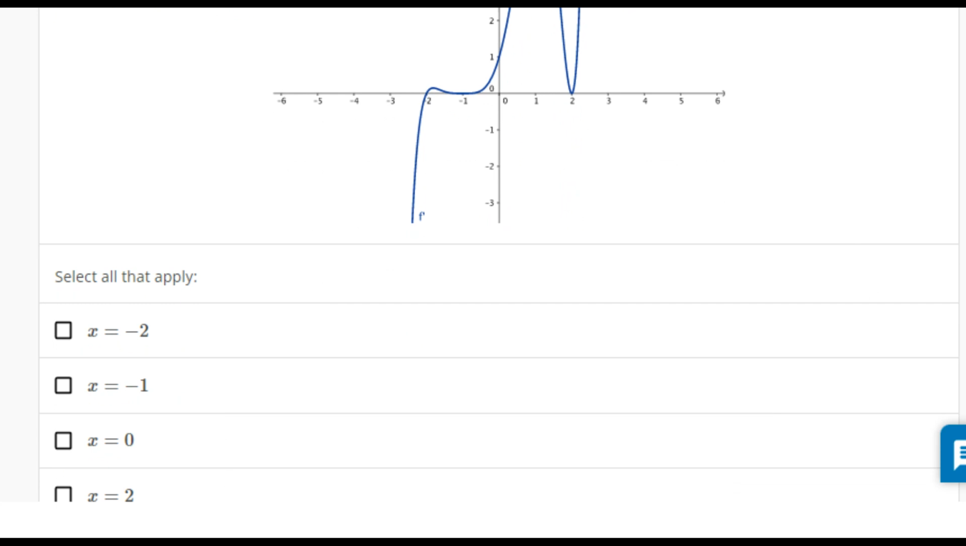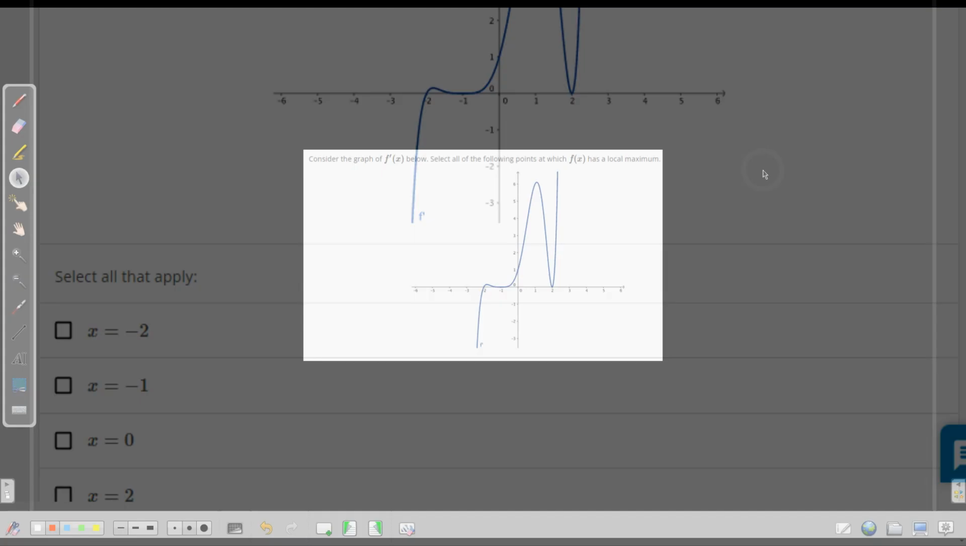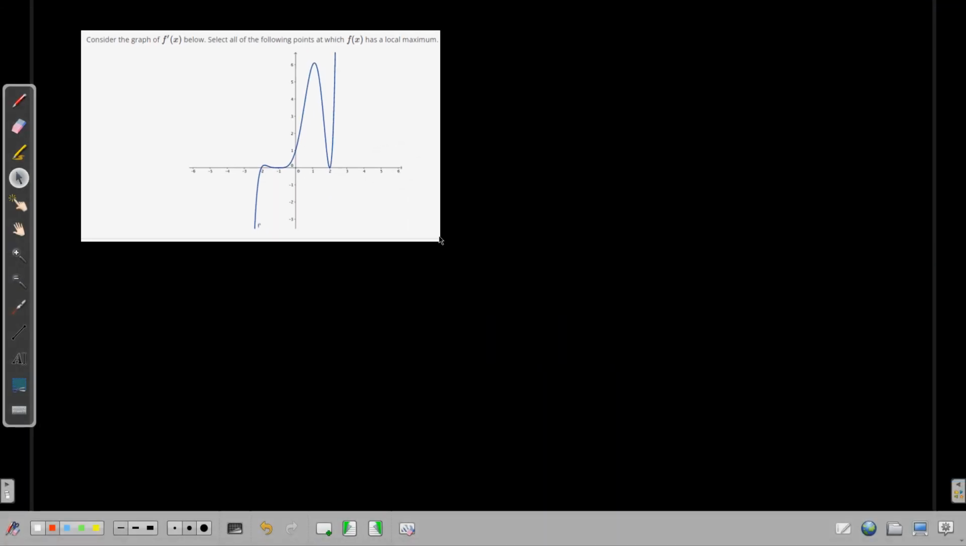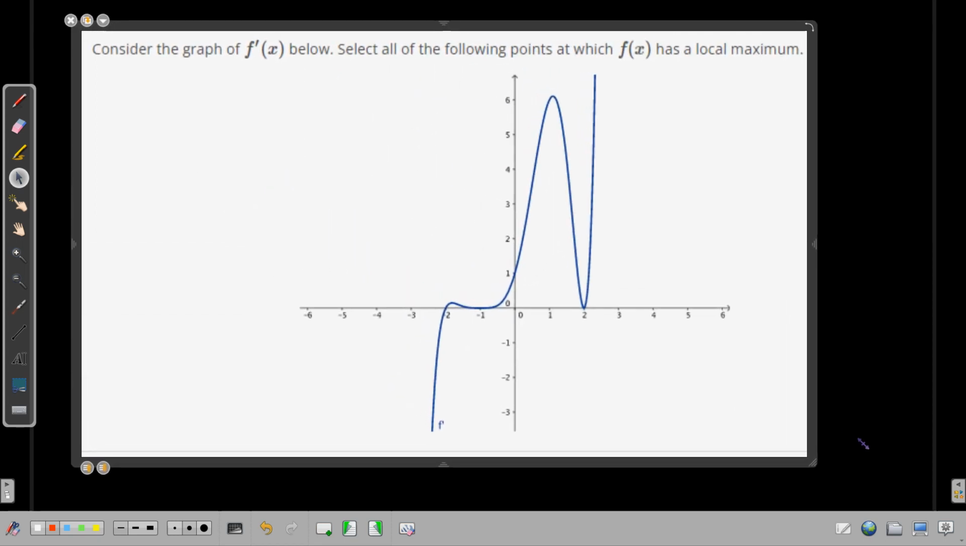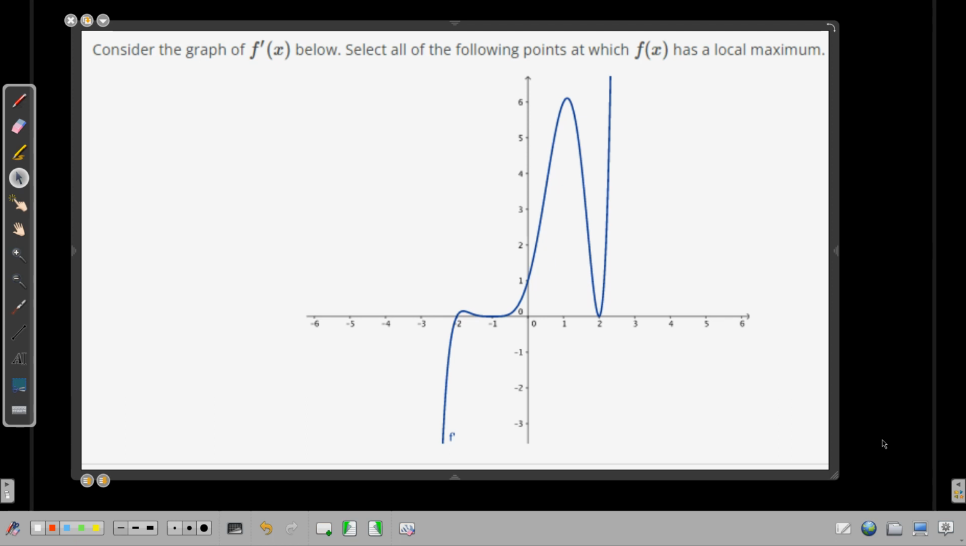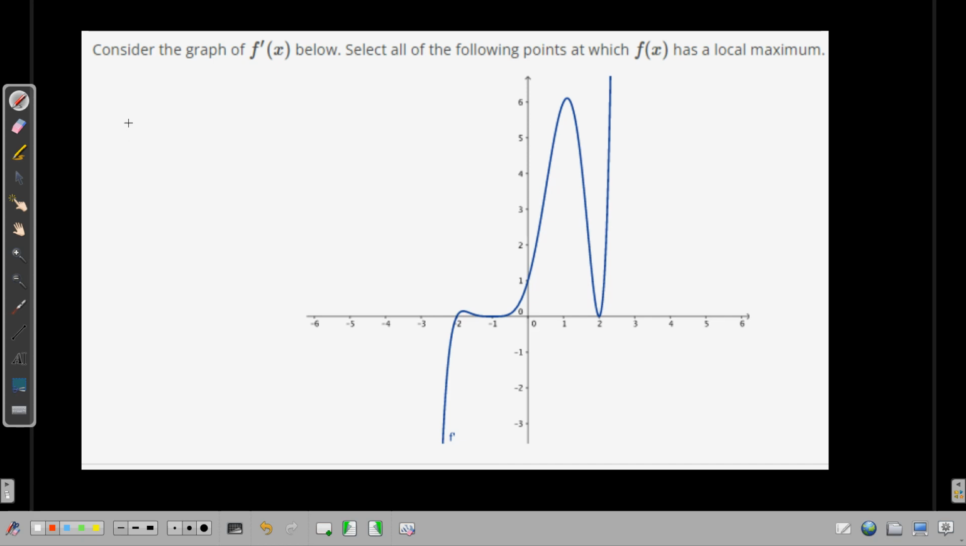Consider the graph of f prime below. Select all of the points at which f has a local maximum. So in order to have a local maximum, I need f prime to switch from increasing to decreasing, and then it's going to have a place where it's 0. So a local maximum would happen right there at P if it took on the value of 0 there, meaning it had a horizontal tangent, but it was increasing here and then decreasing here.